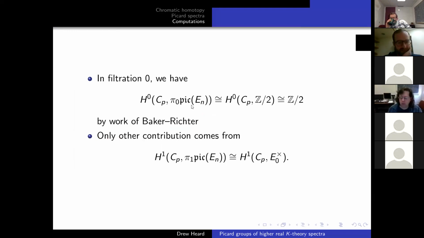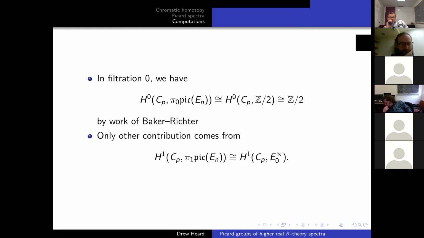And so Baker and Richter have this theorem that says, if your ring is concentrated in even degrees and is nice enough, which is, it's a Noetherian regular local ring, then the Picard group is just the same as the Picard group of E star modules. So it's algebraic. And in this case, this ring is nice enough that we know it's 2-periodic. And so by this Baker-Richter result, the Picard group is just Z mod 2. So in filtration 0, we just get a Z mod 2 term.